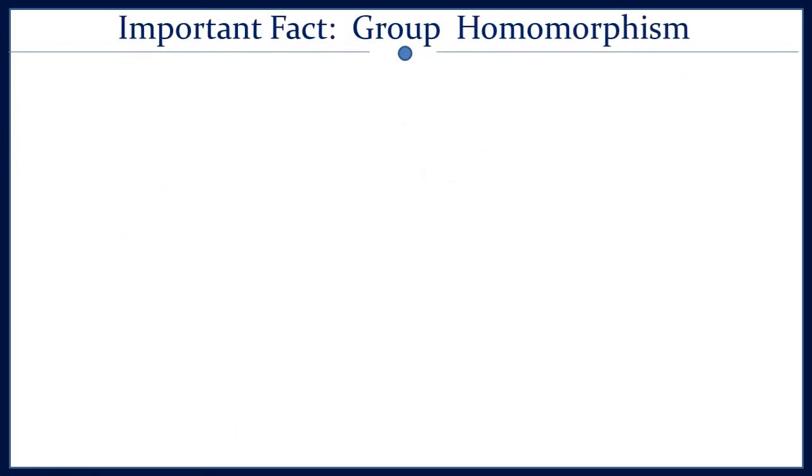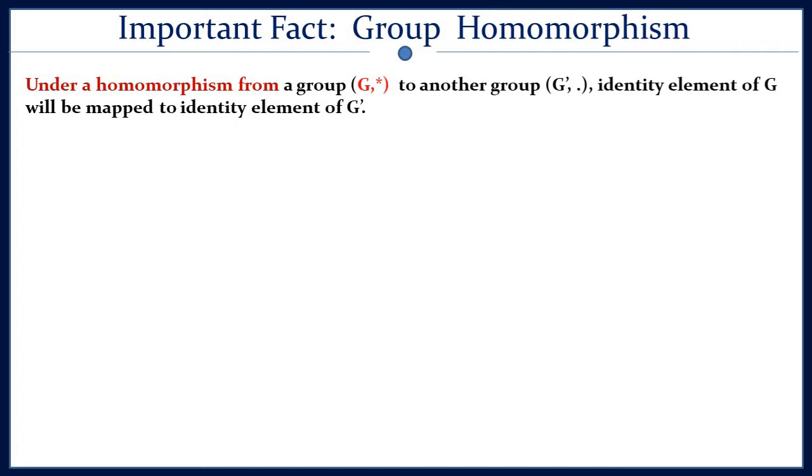Now we have an idea about group homomorphism. Let's see some important facts, or you can say some important properties of group homomorphism. What is that? The first one is, under a homomorphism from a group G to another group G prime, the identity element of G will be mapped to the identity element of G prime. What does it mean? If e is the identity element of the group G and e prime is the identity element of the group G prime, then phi(e) must be e prime.